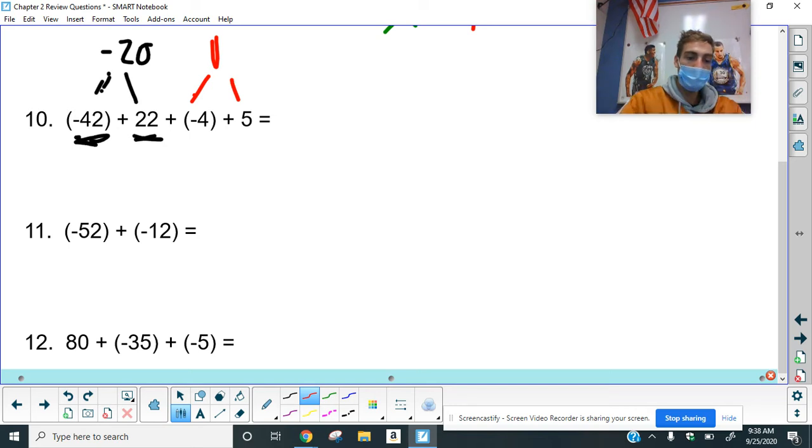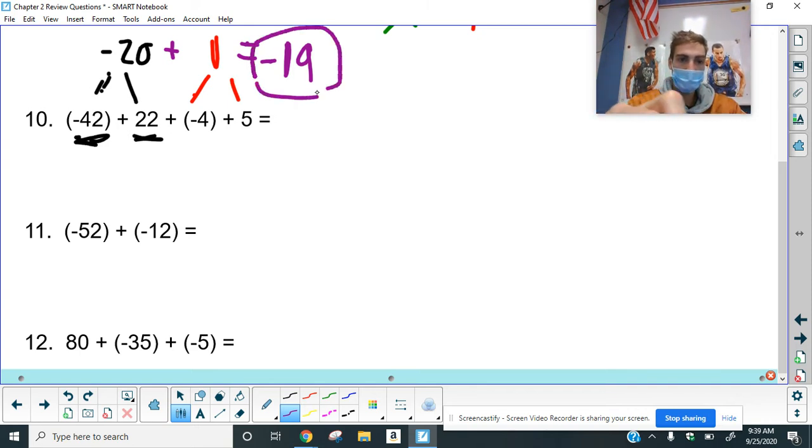So now if I add together negative 20 plus my positive 1, that's going to give me negative 19. All right, and here we got a final answer. We showed our work, so we'd be all good.